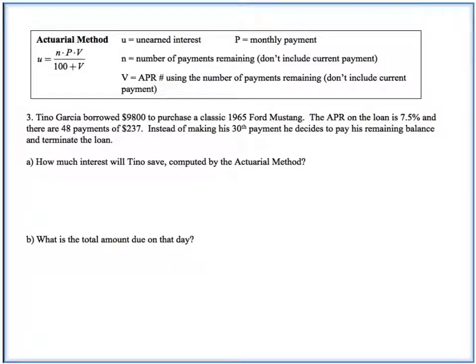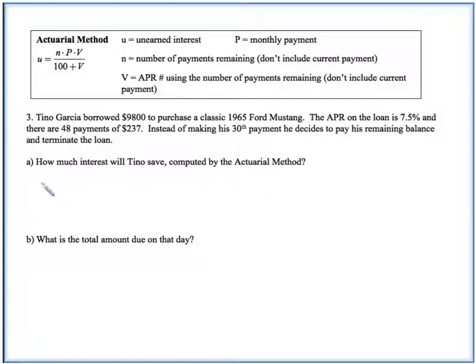So it says Tino Garcia borrowed $9,800 to purchase a classic 1965 Ford Mustang. The APR on the loan is 7.5%, and there are 48 payments of $237. Instead of making his 30th payment, he decides to pay his remaining balance and terminate the loan. So how much interest will Tino save computed by the actuarial method?